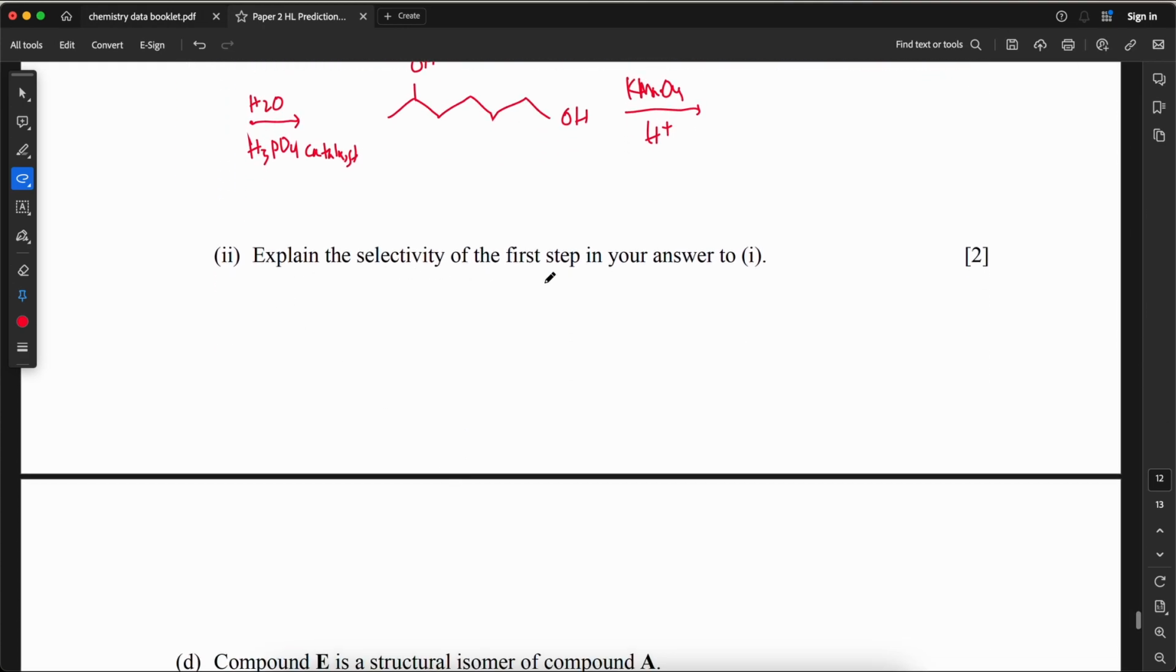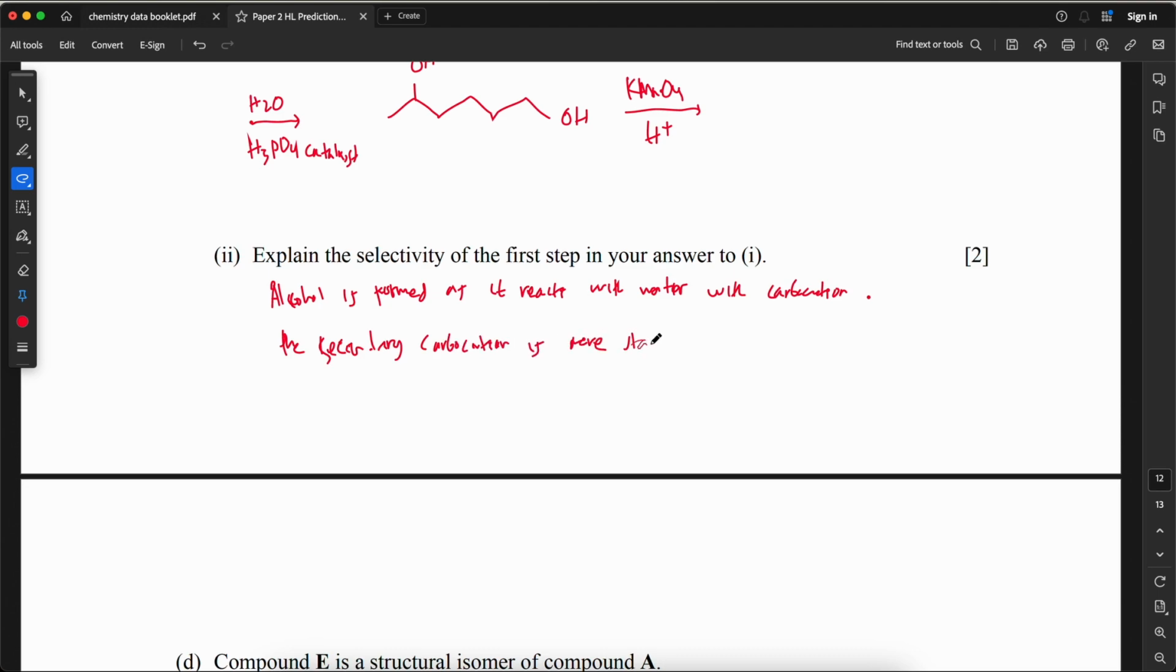Explain the selectivity of the first step in your answer. So the alcohol is formed as the carbocation reacts with water. This secondary carbocation is more stable than the primary carbocation. So this is the answer.